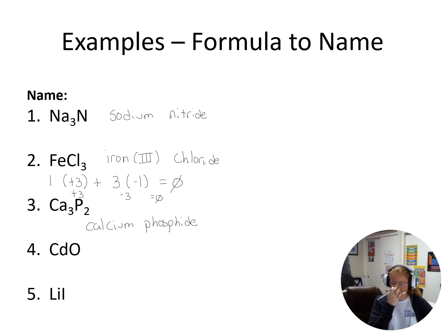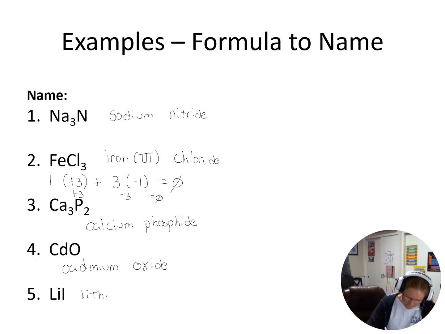Phosphide. Okay. Pause the video for a moment. See if you can figure out the last two. All right, how'd you do? Should be cadmium oxide and lithium iodide. Okay. All right. Now, normally when we name these, we don't say magnesium plus chlorine.